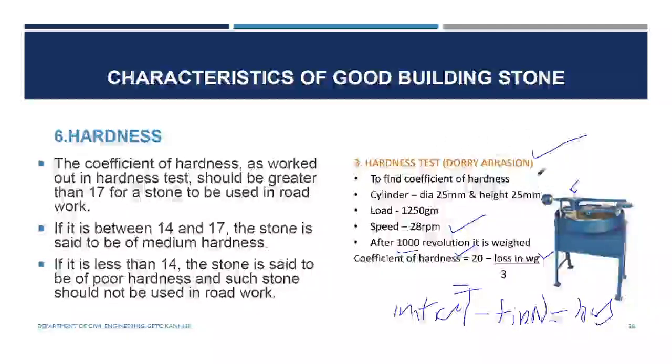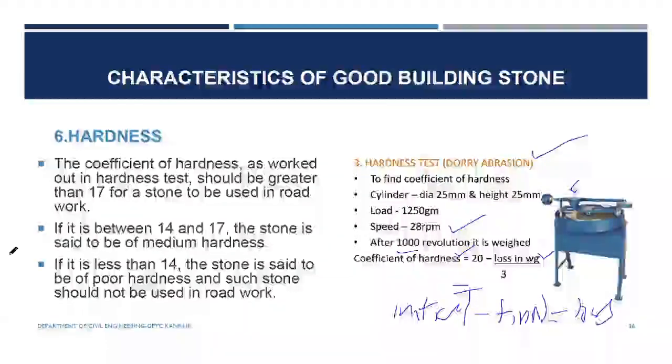Nowadays we are using the Los Angeles abrasion test. We are not doing it, but in conducting the hardness test of stone, the Dorry abrasion test is recommended. You need not study all these procedures; memorize the points. The coefficient of hardness as worked out in the hardness test should not be greater than 17 for a stone to be used in road work. Between 14 and 17, the stone is said to be of medium hardness. If it is less than 14, the stone is said to be of poor hardness, and such stone should not be used for road work. All those points you have to memorize.